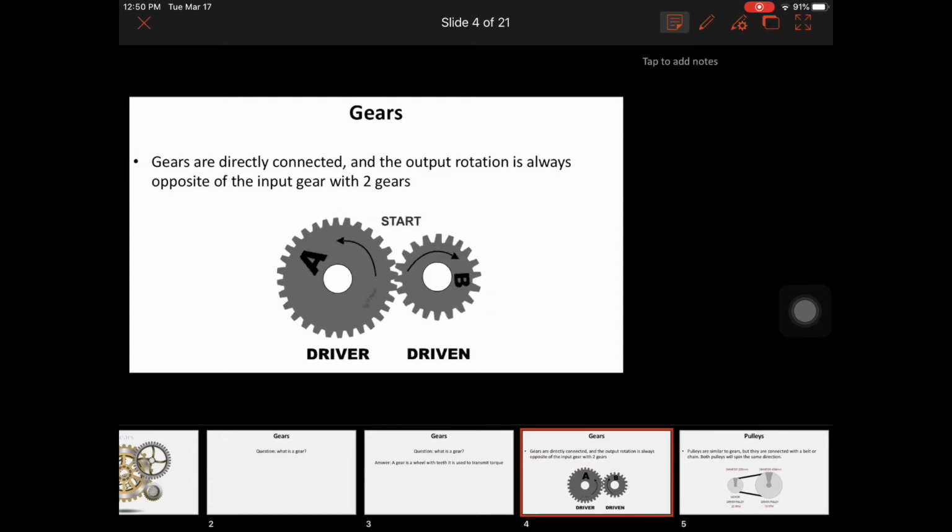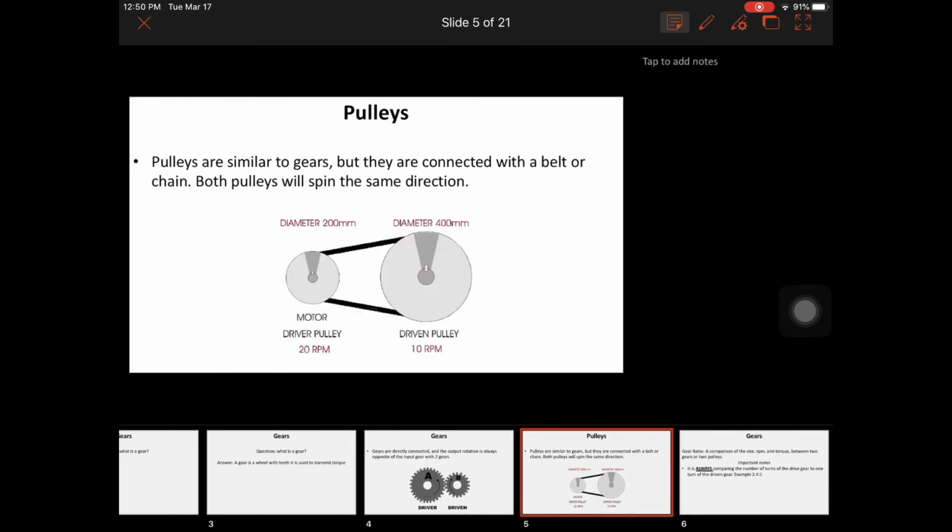Now, another example of a gear is going to be a pulley. When we look at this, we notice that on a pulley, our driver is spinning clockwise, and our driven is also spinning clockwise. When we do not have the physical connection from gears to gears, we have this belt that's transmitting the torque or the power. In that situation, they're both going to rotate the same direction. We have to make that distinction and make sure we understand it.